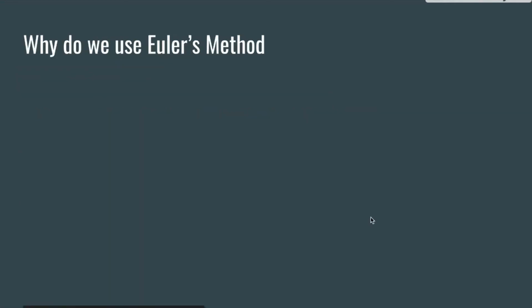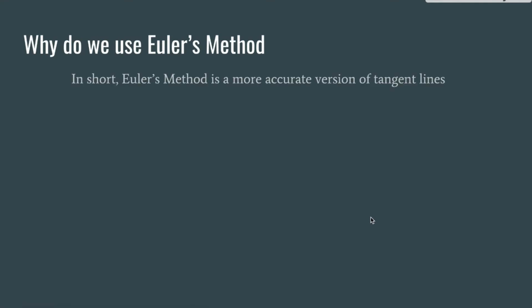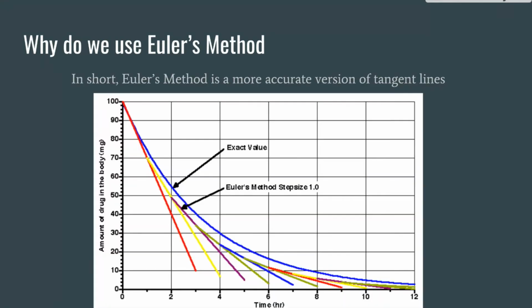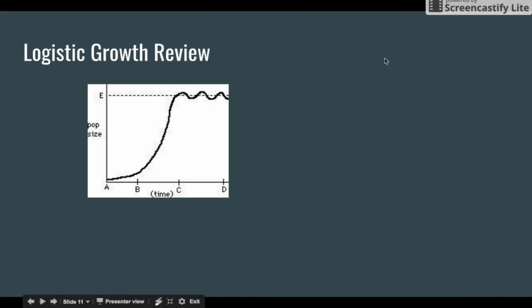Finally, we should discuss why exactly we use Euler's method. Although tangent lines are useful, they aren't very accurate, so Euler's method utilizes multiple tangent lines in order to get a better approximation. Now we're going to move on to logistic growth, which is section 9.4 in our textbook.